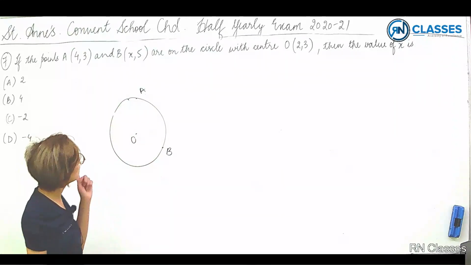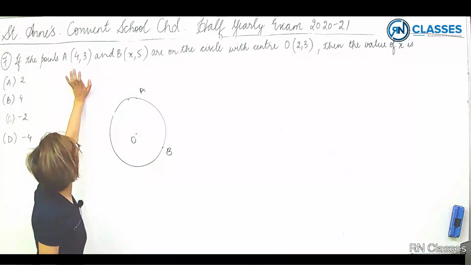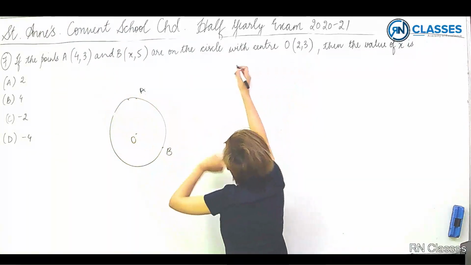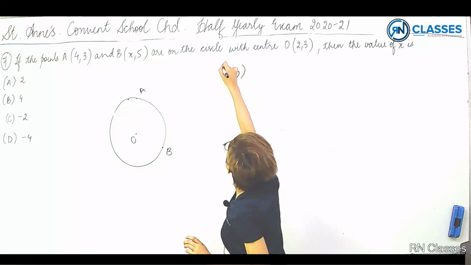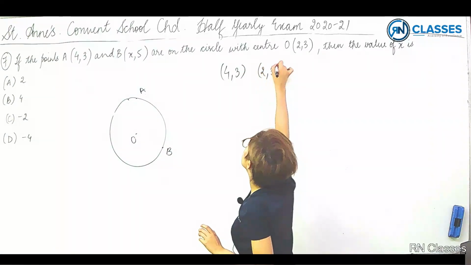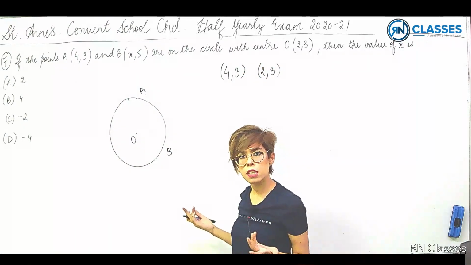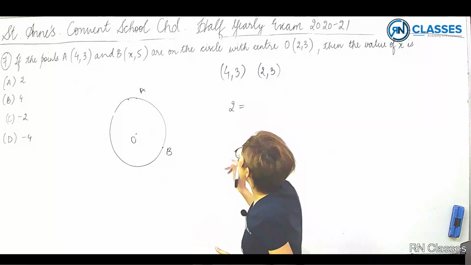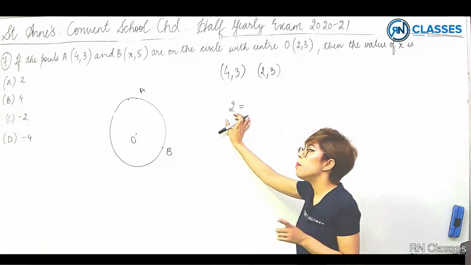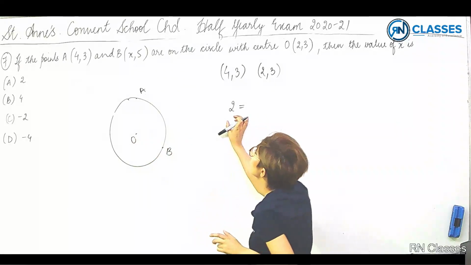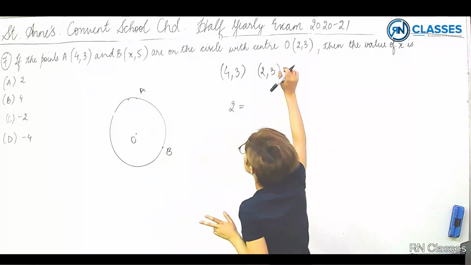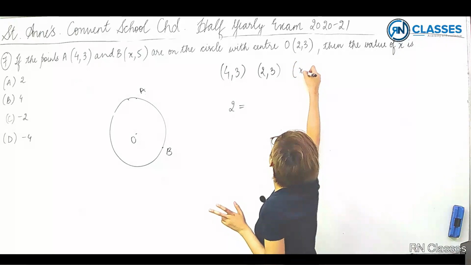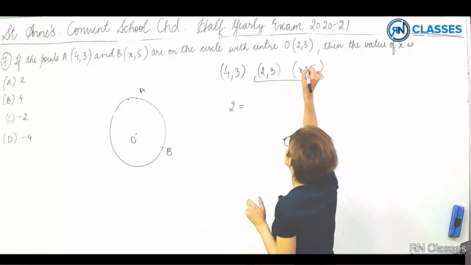Right? Do I know the distance between O and A? Let's see. This is A, this is O. 4, 3 and 2, 3. Do I know the distance between the two? Obviously, that's just 2 units. Right? 2 units. That means the same distance will be there between O and B. So O is 2, 3 and B is X, 5. Distance between the 2 points.